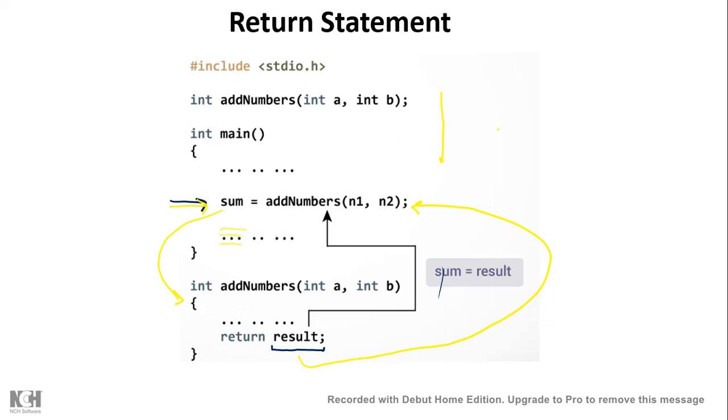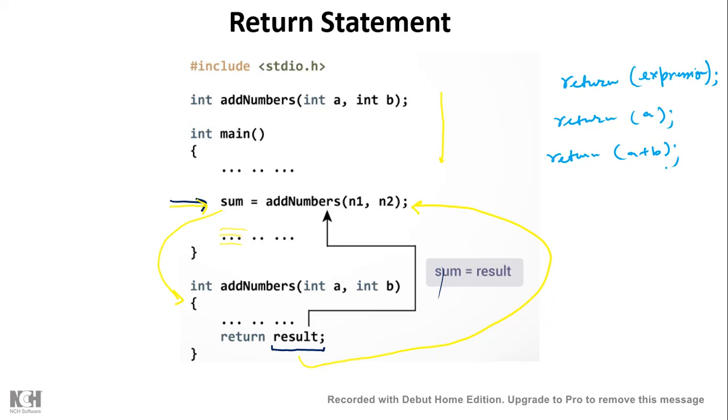Return is simple. You need to write return, and then inside it you can write your expression, whatever you want to return by this function. Let's say here result is a variable. For example, in the same program you can write return a, or you can write return a plus b. That can be returned.